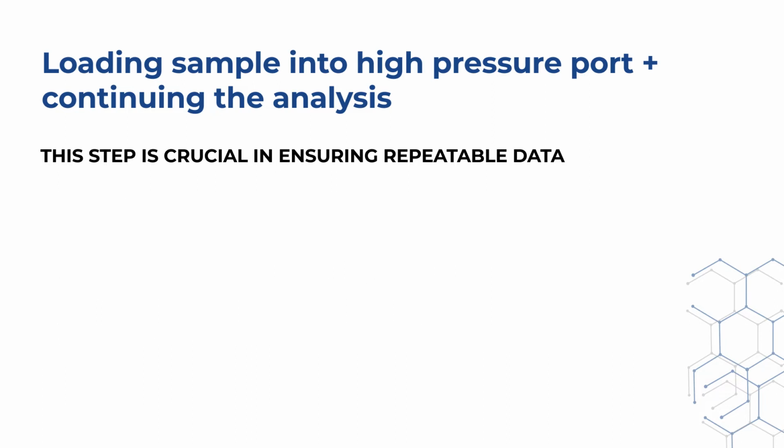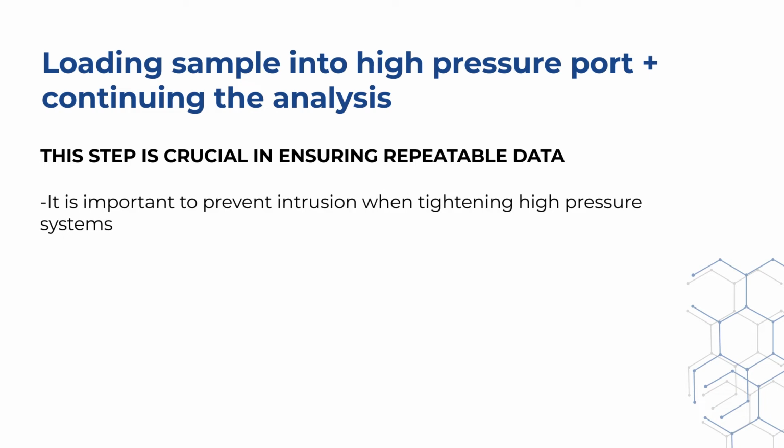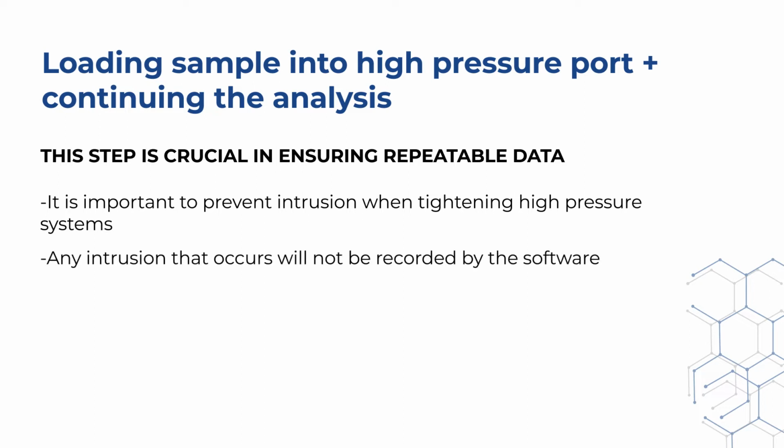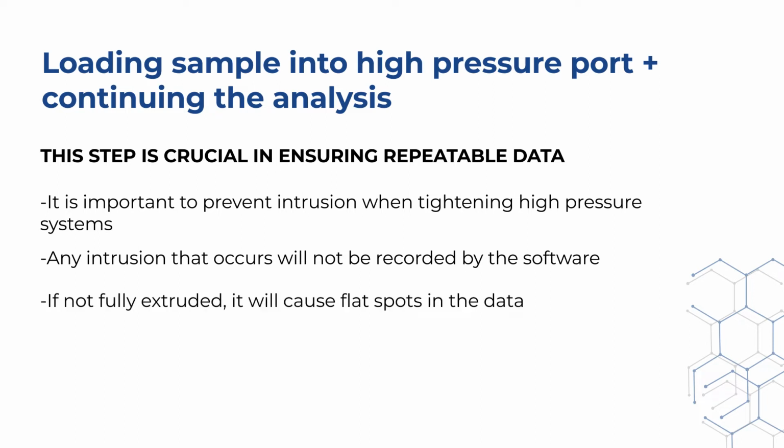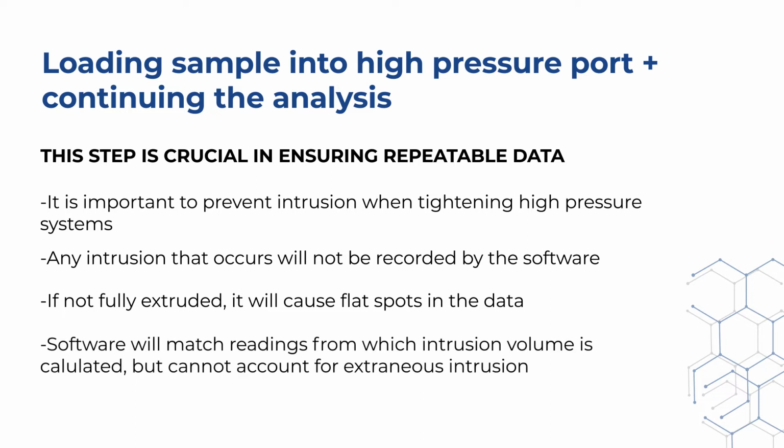It is important as well that we do not cause any intrusion to take place while tightening the high pressure system. Any intrusion that occurs while tightening will not be recorded by the software, and if it does not fully extrude once tightening is complete, will leave a flat spot in the cumulative intrusion at the crossover point between the low and high pressure portions of the analysis. The instrument software will match the capacitance readings from which intrusion volume is calculated, but cannot account for any intrusion that occurs while data are not being collected.